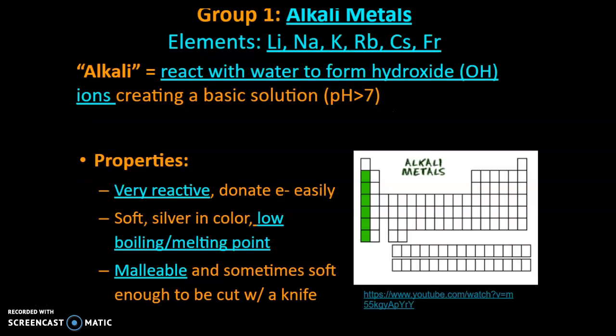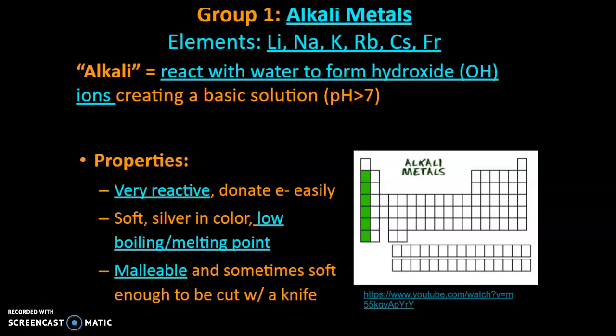So the first is group 1. Group 1, except for hydrogen, starts with lithium, sodium, potassium, rubidium, cesium, and francium. These are all included in group 1, which is called alkali metals, and they react with water to form hydroxide ions, creating a basic solution. You would have heard what a basic solution is, but we'll deal with what basic means in our coming chapters.